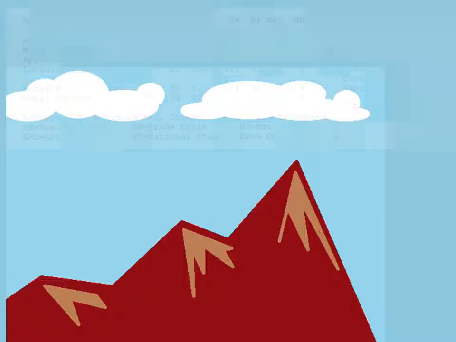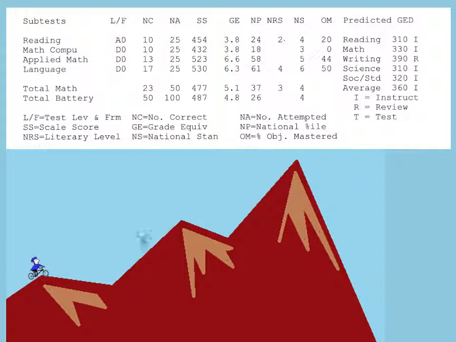Remember that the Tabe is a snapshot of your progress. Try your hardest on every test in order to show a true representation of your ability. That way, you and your instructor can continue to set learning goals and work toward them.